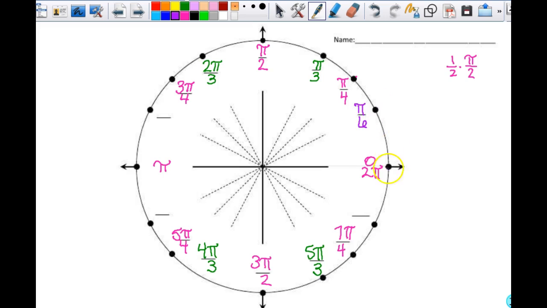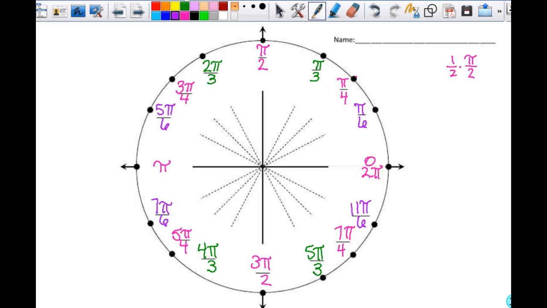So now I'm going to do my 30s. From 0 to 30 is 1 pi over 6. This would be 2 pi over 6, which reduces to pi thirds. 3 pi over 6, 4 pi over 6, and then 5 pi over 6 doesn't reduce. 6 pi over 6, which is pi. 7 pi over 6. 8 pi over 6, which is this. 9 pi over 6. 10 pi over 6. 11 pi over 6. 12 pi over 6.